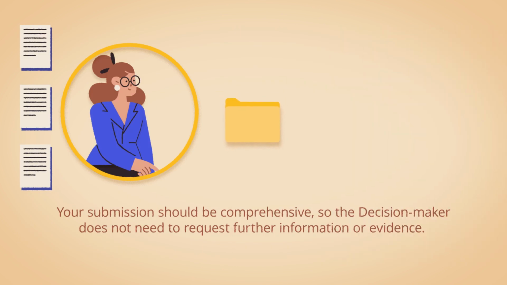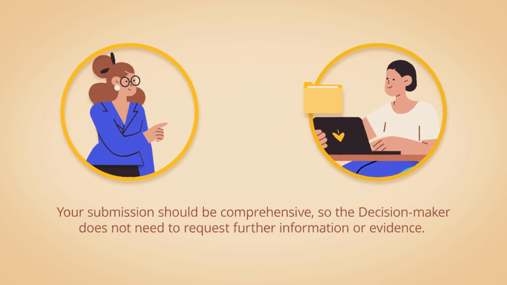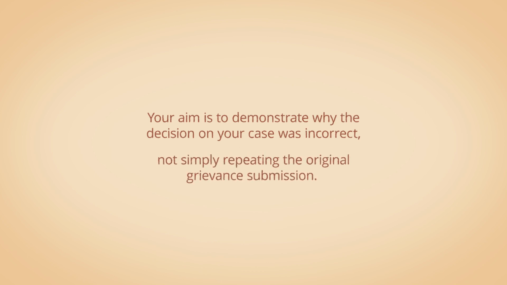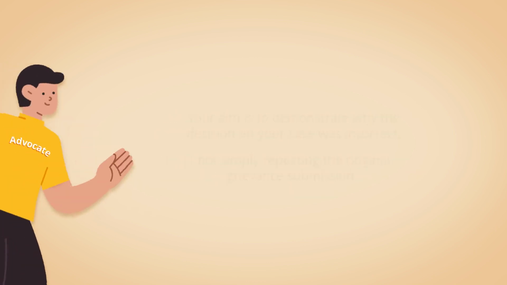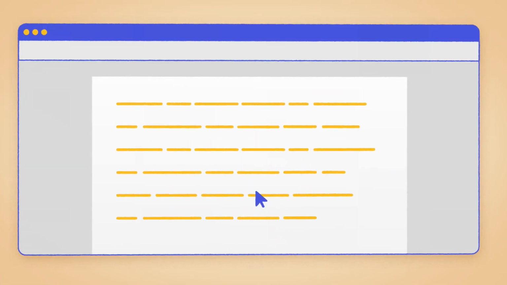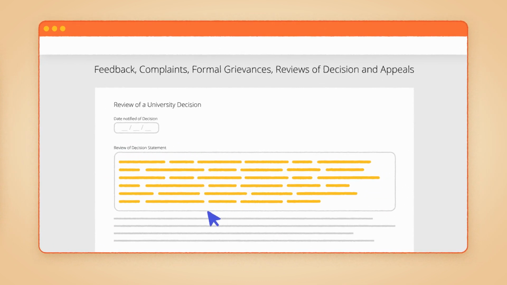Your submission should be comprehensive, so the decision maker does not need to request further information or evidence at a later time. And remember, your aim is to demonstrate why the decision on your case was incorrect, not simply repeating the original grievance submission. If you need advice while drafting your submission, you can contact the Student Guild Advocacy Office for support. When you are ready, submit your review of decision request through the online form.